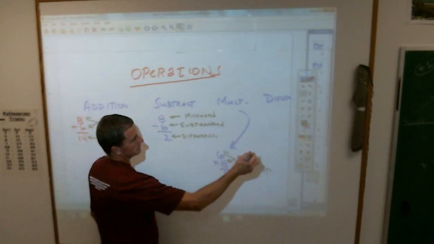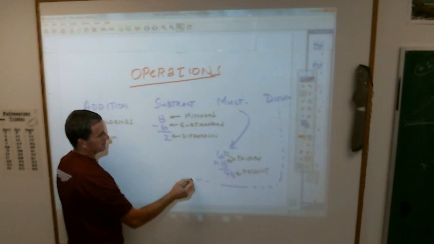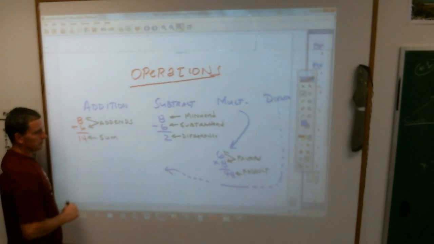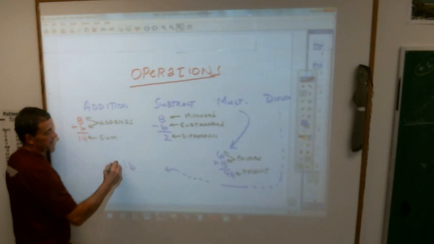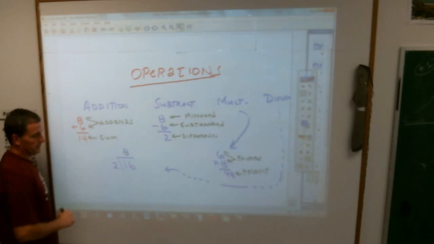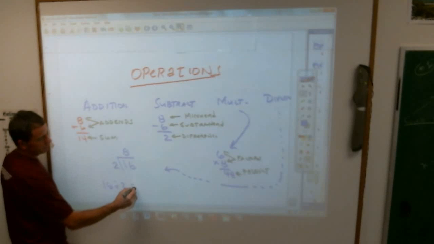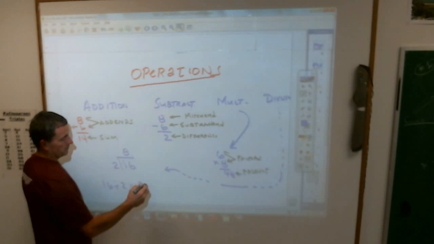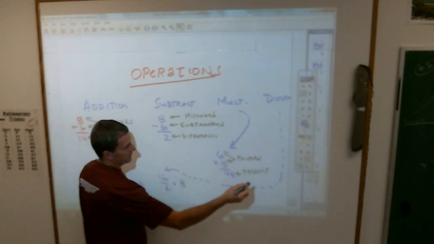And then, in a division problem, just like subtraction, division's got some goofy names, so you might want to write that down. Let's do it like this. 16 divided by 2 is 8. And this is good probably to have it all written out. And the other way to write a division problem is fraction form, right? 16 divided by 2 is 8. 3 different ways to write the same thing.